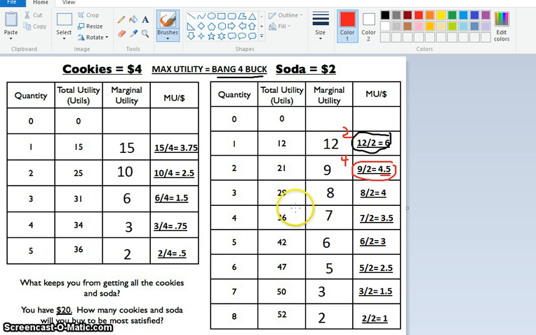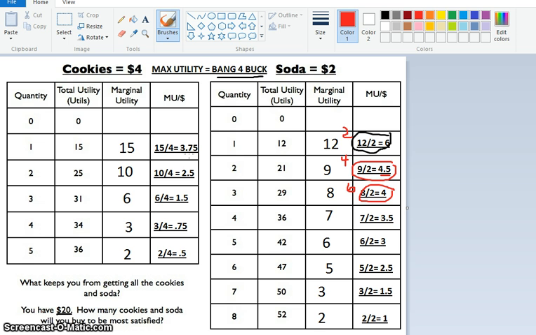So now I've got to decide, am I going to buy a third soda or am I going to buy my first cookie? Well, the third soda brings me 4 utils for every $1 I spend. This one, 3.75. I'm still going to buy another soda. The 4 is bigger than the 3.75. Okay, so now I bought 3 sodas at $2 a piece, so now I'm at $6. So now the choice is the 4th soda or the first cookie. The 4th soda brings me 3.5 units of utility for every $1.